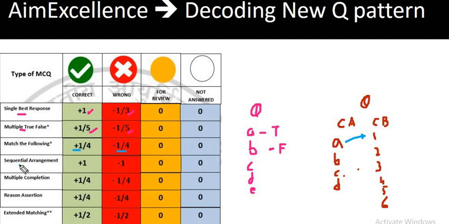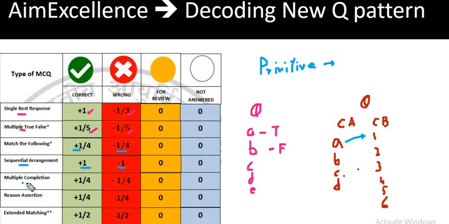Now the sequential arrangement, like say primitive reflex. The question will have that. So according to the appearance or according to the disappearance, you have to sequentially arrange them in the ascending or descending pattern. If you mark it right, for the whole answer you are going to get +1. It is not for each and every option. If you mark it wrongly, you will get -1.